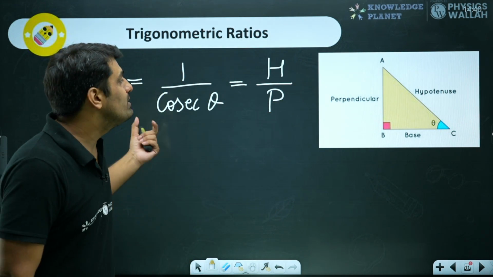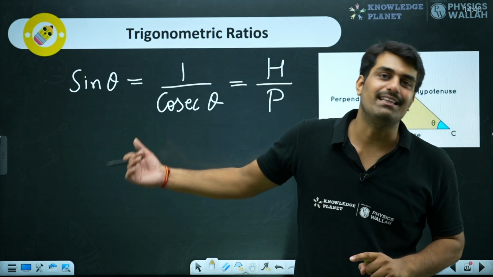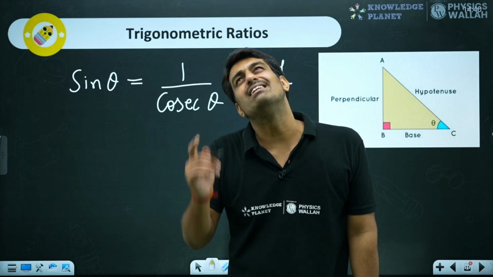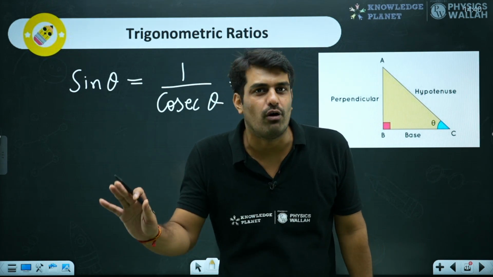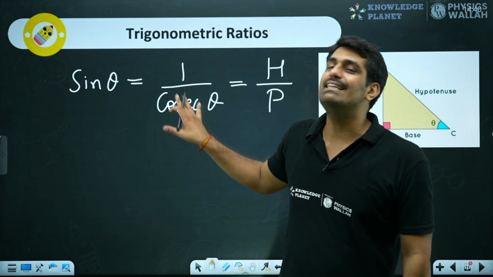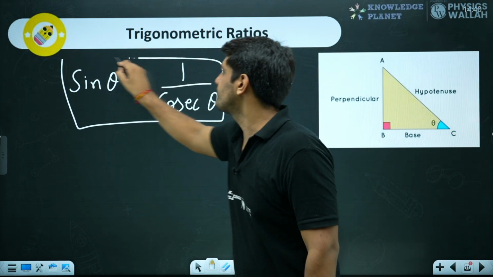Alright, so cosec theta, how do you need to remember cosec theta? It is the reciprocal of sine theta. So you don't need to learn that cosec theta is hypotenuse divided by perpendicular. That's not the way forward. The only way forward is to remember this relation: cosec theta is equal to 1 upon sine theta. Very important relation over here.